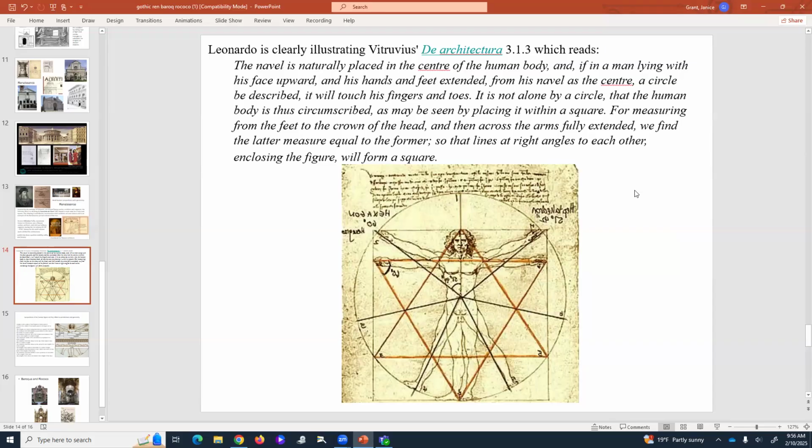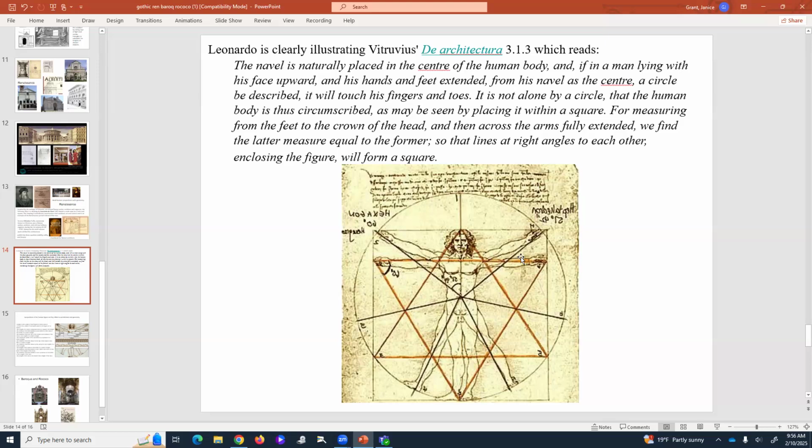The navel is naturally placed in the center of the human body, and in a man lying with his face upward and his hands and feet extended from the navel to the center, a circle is described. It will touch his fingers and toes. You see how the triangles and the circles and the squares are in here? So geometry is related to the human body.